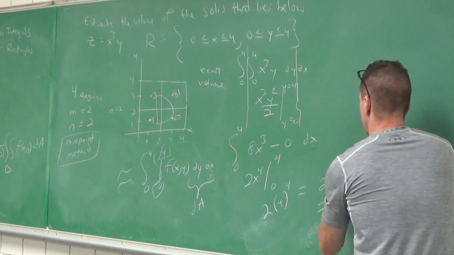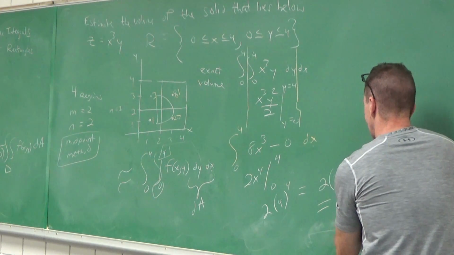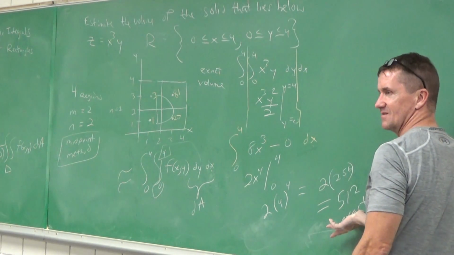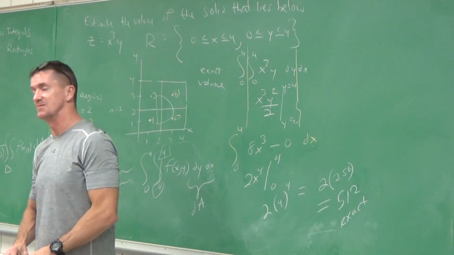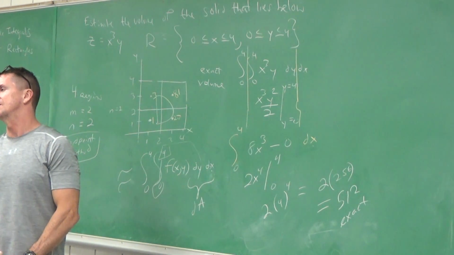That's exact. What did we get before? 448. 448, you know, close. Underestimate though, if you all agree. It was an underestimate. That's the exact value.